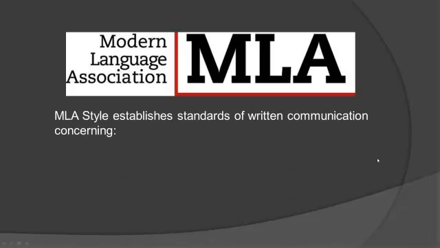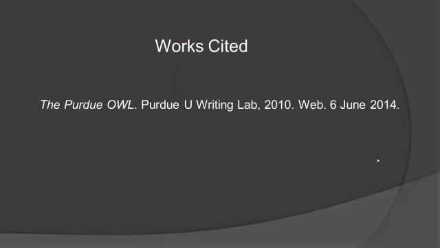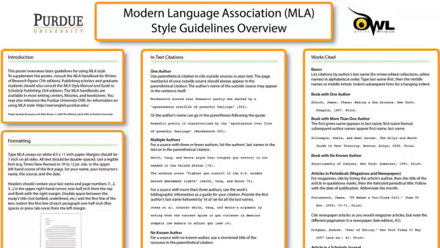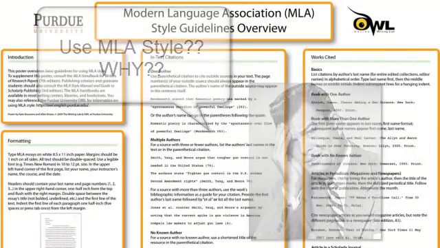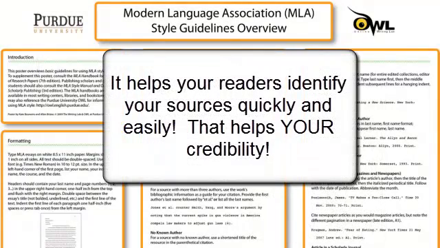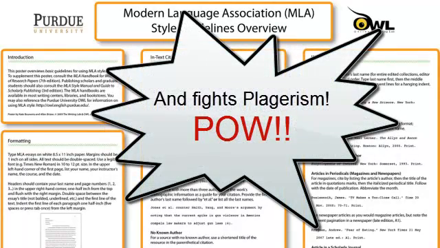MLA style is a set of standards for preparing scholarly articles and research papers in the humanities. It sets out rules for things like formatting and stylistic decisions, but one of its most important roles is the guidelines it sets up for citing sources. These rules provide an easy and very structured way for people reading your paper to go back and find the original sources you used to support your argument. This helps strengthen the credibility of your paper and protects you from accusations of plagiarism.